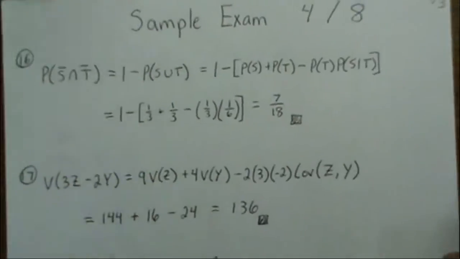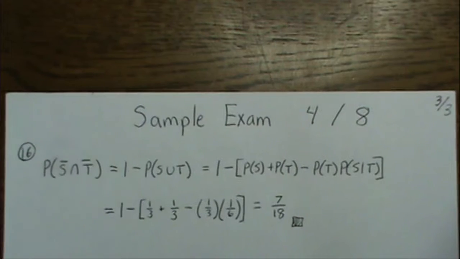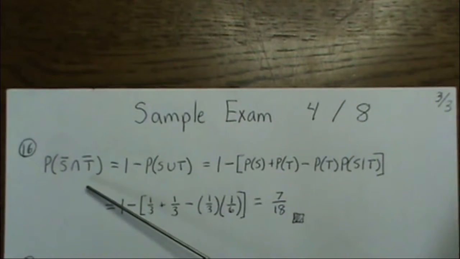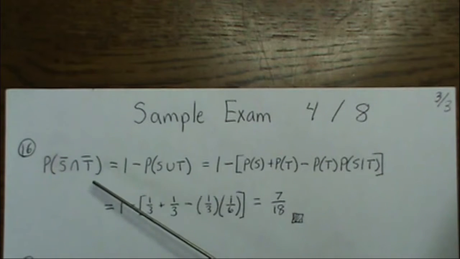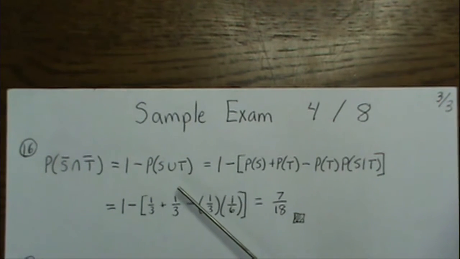So number 16, here we're asked to find the probability of S complement intersect T complement. And the trick to this problem is realizing that that equals 1 minus the probability of S union T. I think that's the whole crux of the problem. You can solve it in a different way, but this simplifies it.